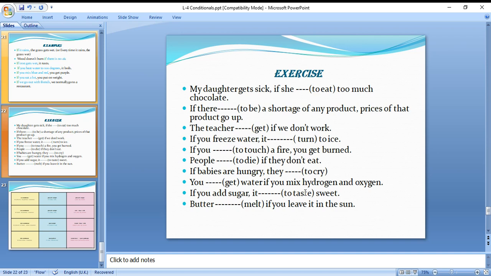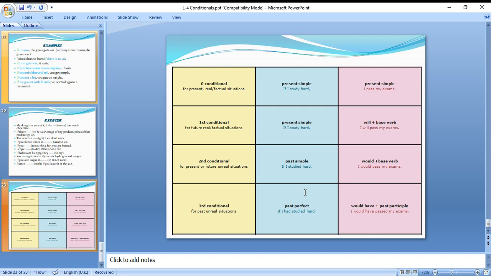Now this is the exercise related to the zero condition. And in a nutshell, we can see the gist of the topic conditionals. Zero condition presents real factual situations. As we have seen, in the subordinate clause we use present simple, and in the main clause also we use present simple. First condition expresses future real factual situations. In the subordinate clause, we use present simple. In the principal clause, will plus base form.